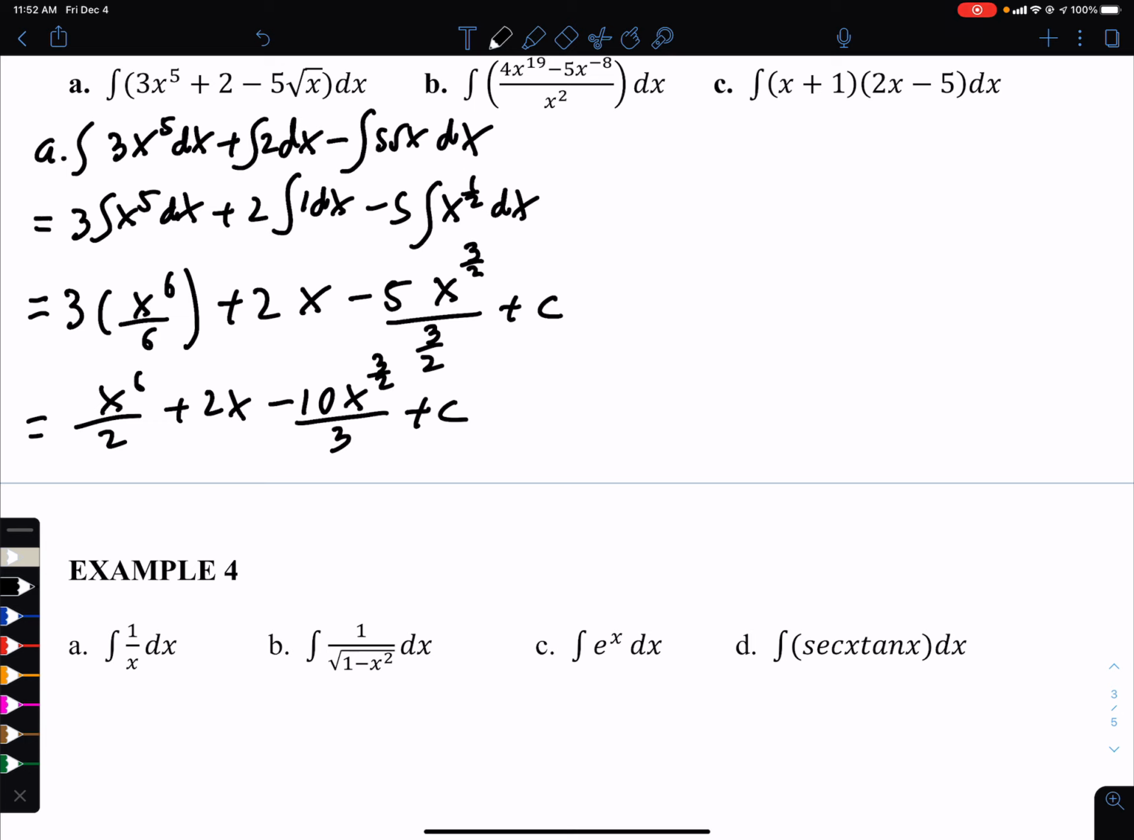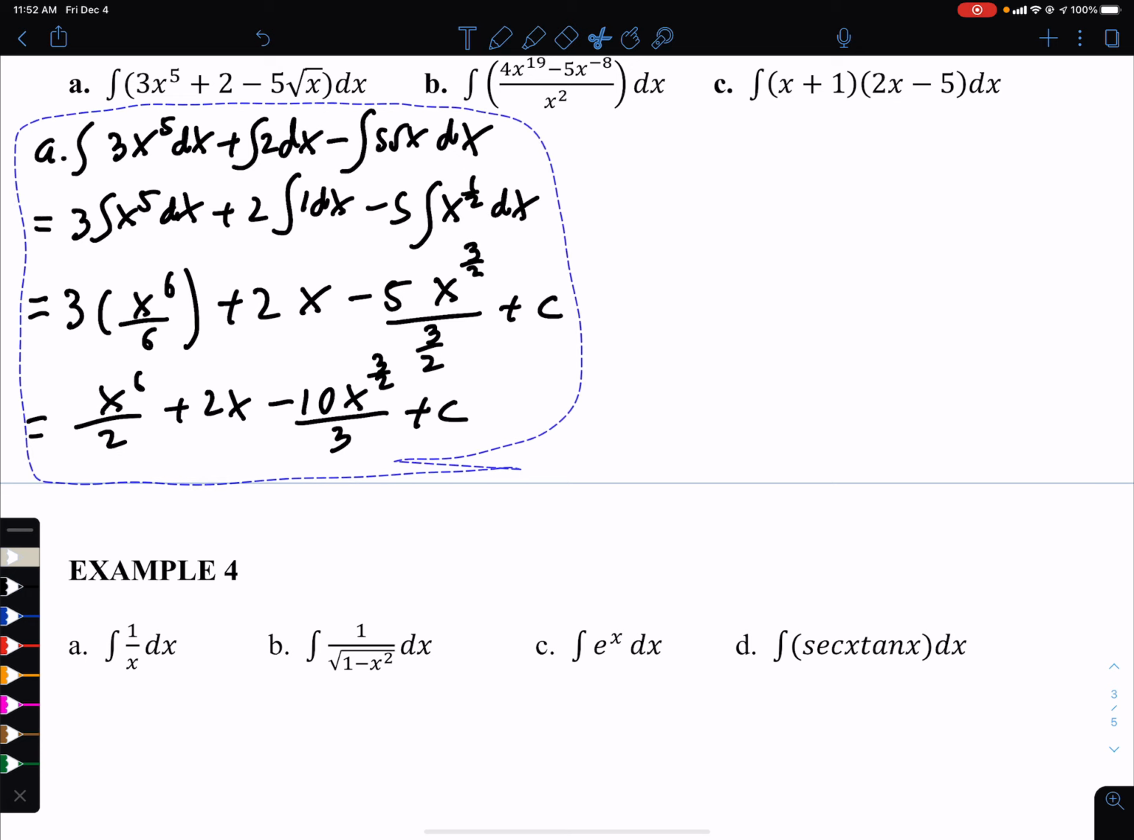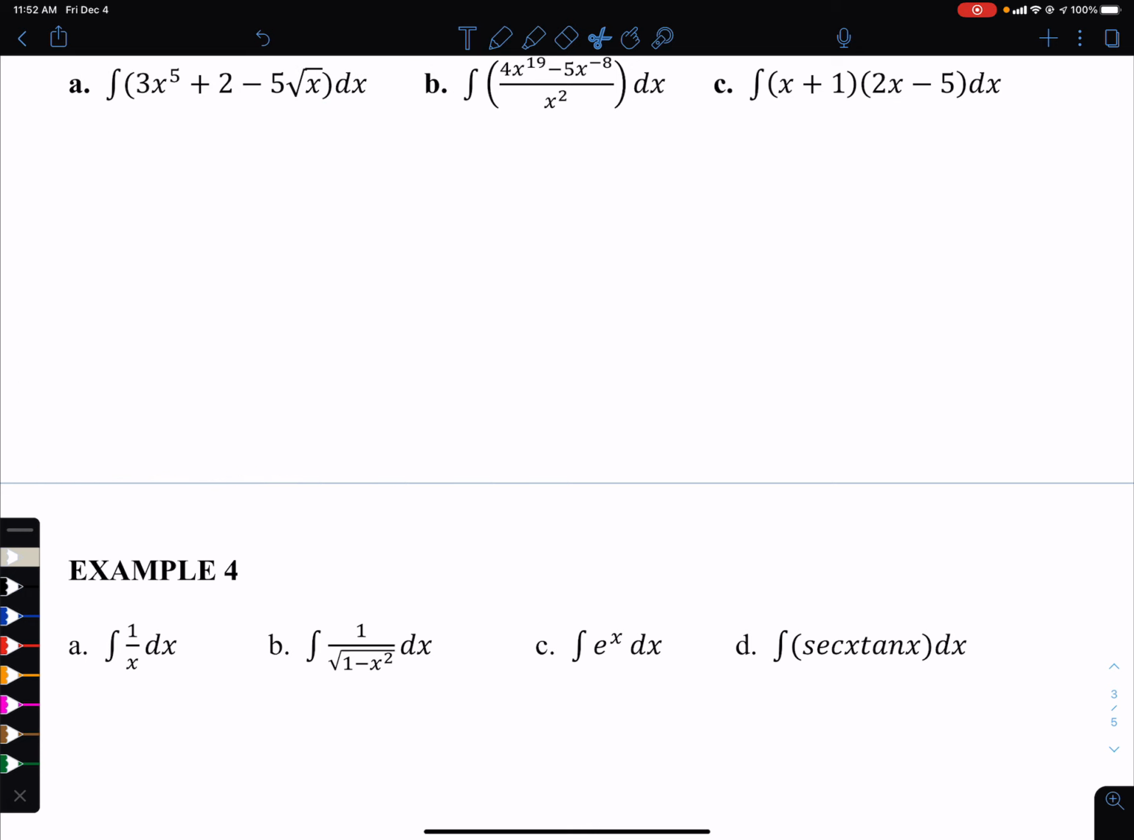Now, eventually, you're not going to separate it out like this, but this is why it works. We have to use only the rules we know to simplify this. All right, try B. I'm going to erase all this. You can pause, try it out, and then I will do B for you.